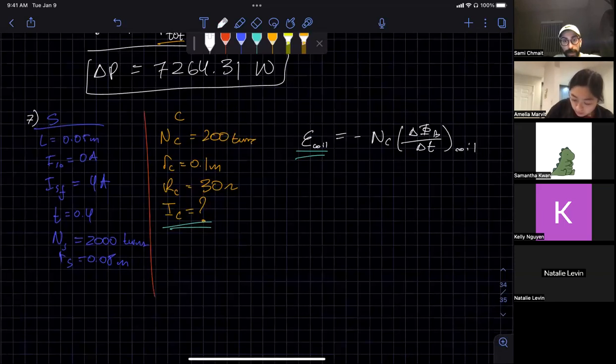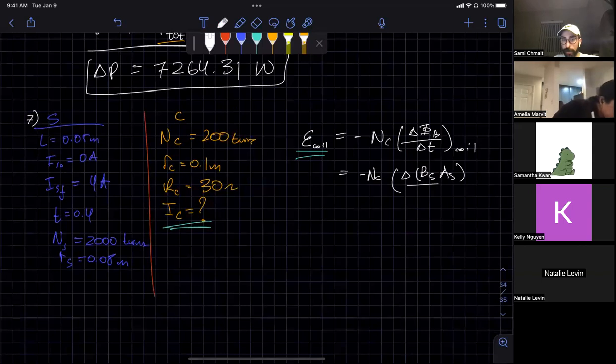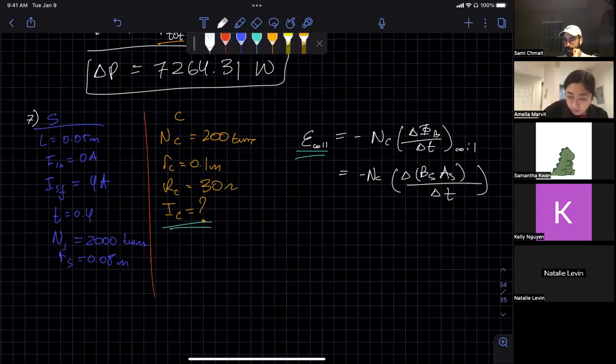And how we can express that is the amount of turns of the coil times the change in the field of the solenoid times the area of the solenoid, divided by a change in time. And the area is not changing, so we can factor that out.